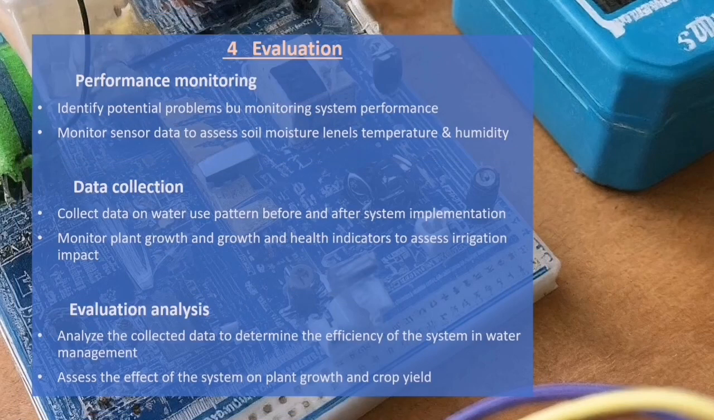Fourth one is evaluation. This slide describes the evaluation process for our IoT-based smart irrigation system. In this, we monitor system performance, collect data on water usage and plant health, and analyze overall effectiveness in achieving project goals. Evaluation is very important to measure the success of the system. Performance monitoring helps to identify any kind of technical problems that may arise.